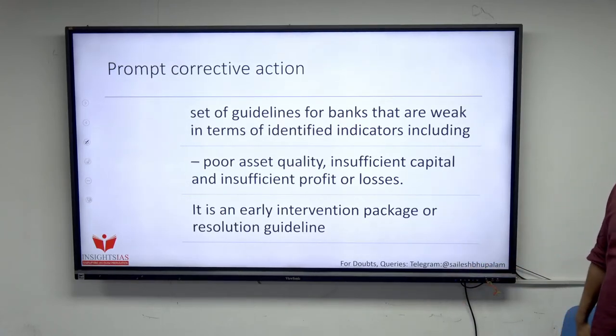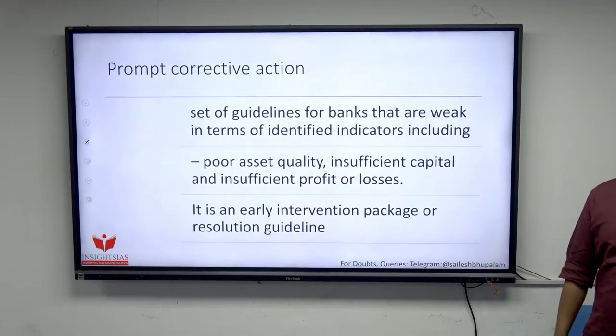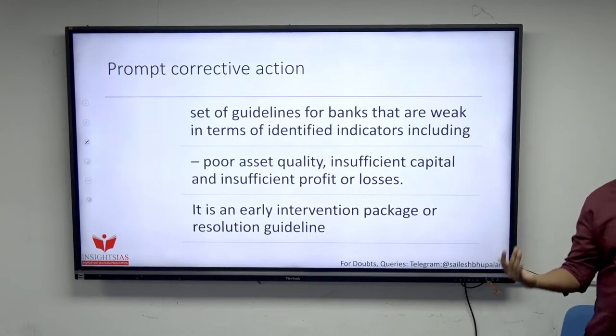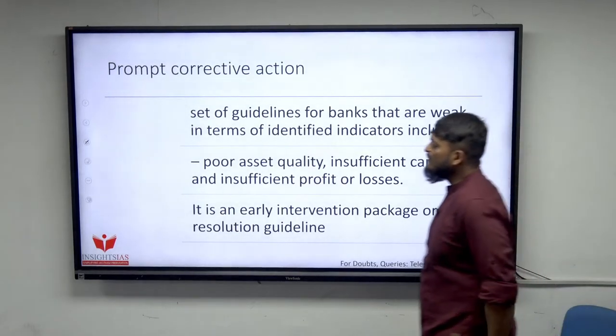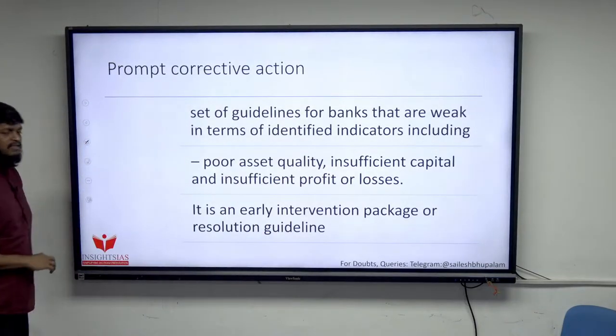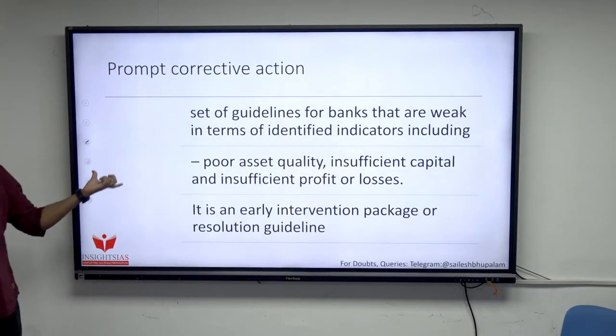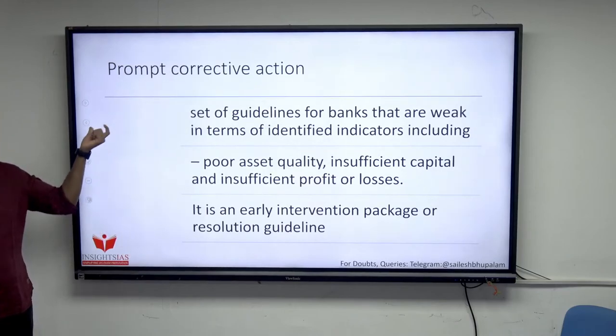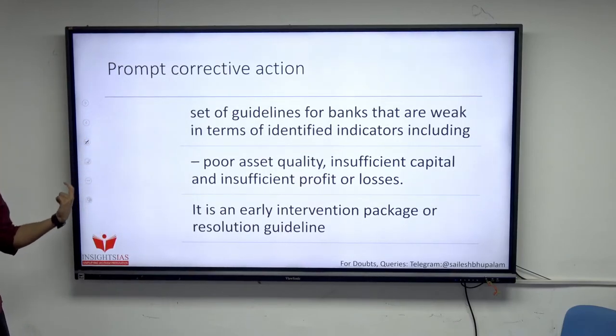Just like a normal person, before he becomes unhealthy, usually every 6 months it is recommended that we take some sort of blood test or health checkup. Similarly, a checkup is done for all the banks. And if any bank is showing any signs of stress in one of these indicators, then we will put it under prompt corrective action. We'll correct it before it becomes more serious. It is more like a preventive mechanism to prevent any serious problems in the bank.